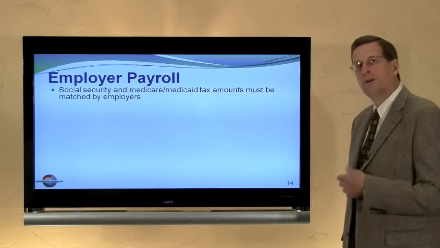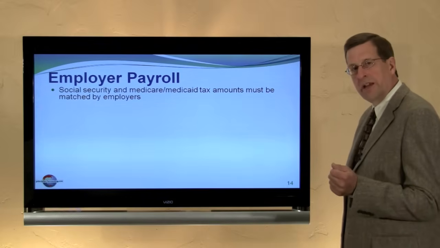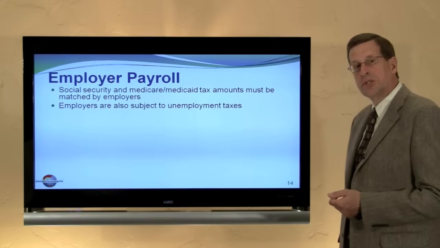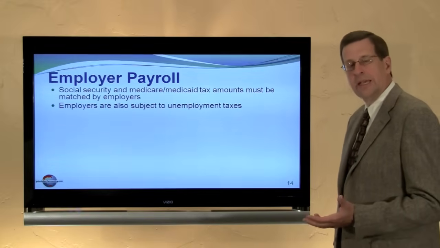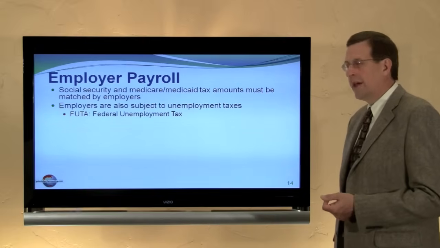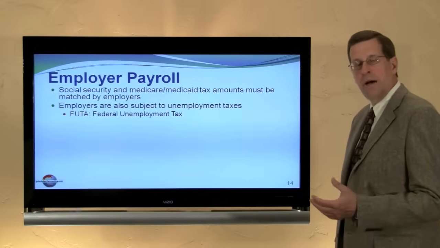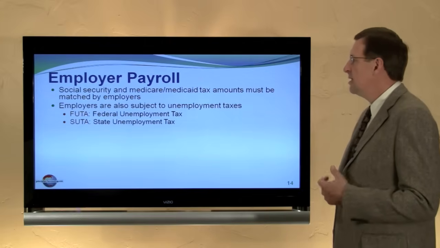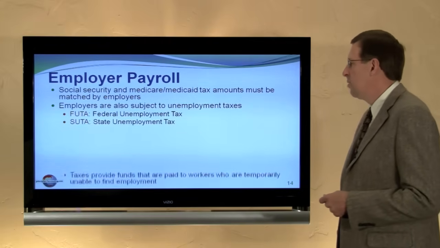Let's turn to the employer's payroll taxes. The Social Security and Medicare taxes I've already mentioned must be matched. Employers are also subject to unemployment taxes that the employee never sees. The federal unemployment tax is usually a fairly nominal rate. The federal government has fairly well delegated this to the states. The state unemployment tax can be a higher rate.